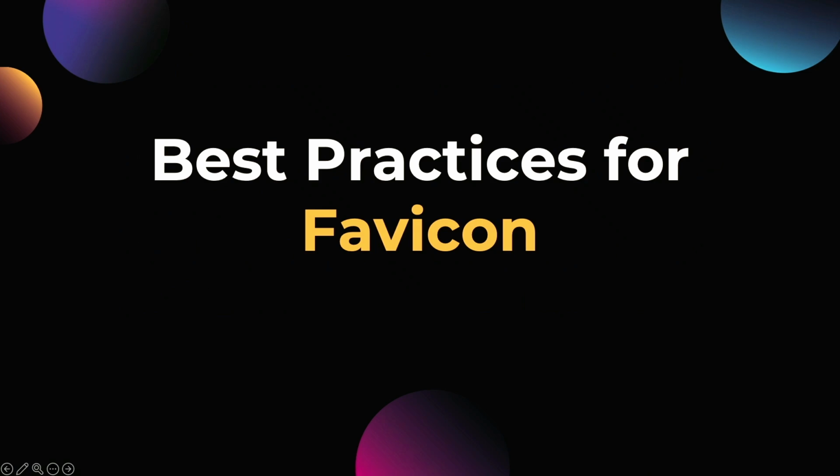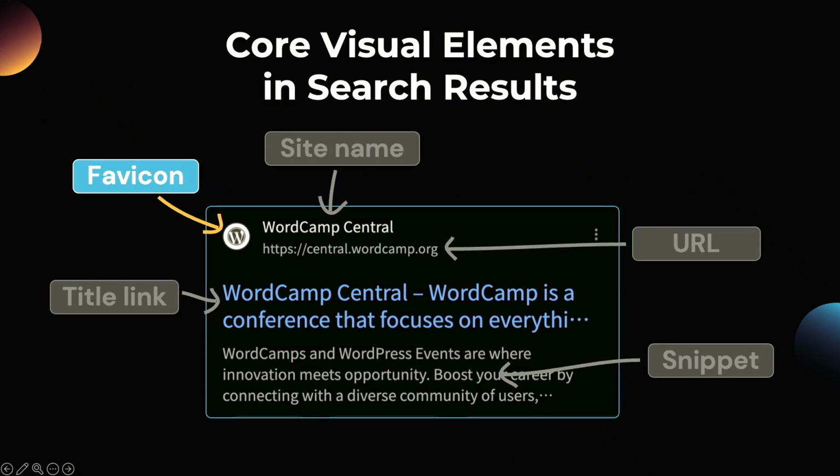Okay, let's move on to our next core element, the favicon. A favicon is the small icon that sits next to your site's name in the search results. Now, this might seem like a tiny detail, but it can have a surprisingly big impact on clicks, similar to your title link.